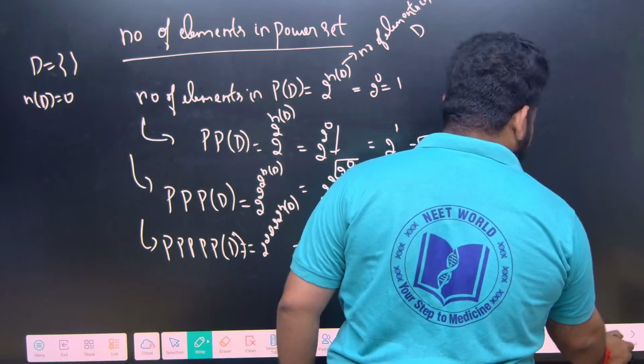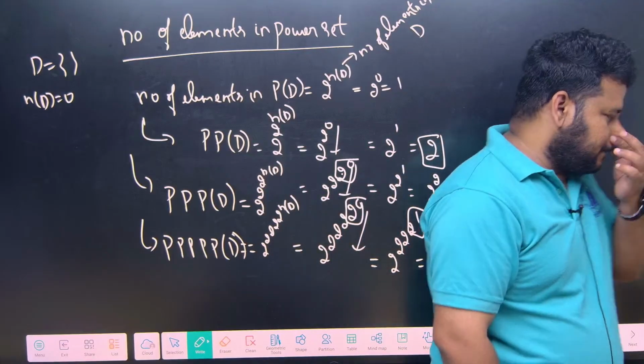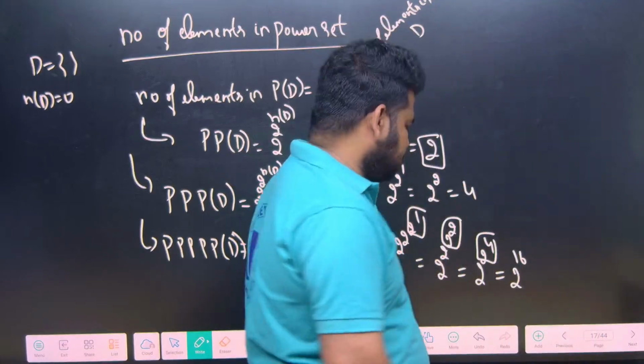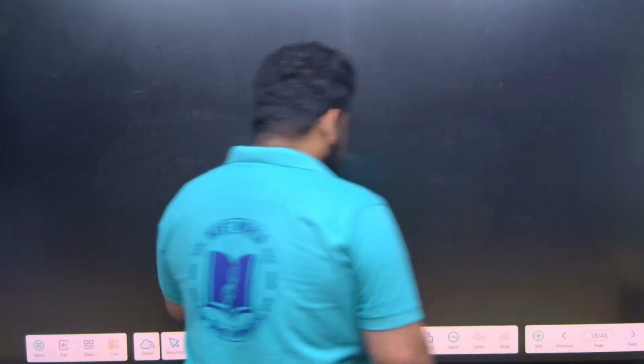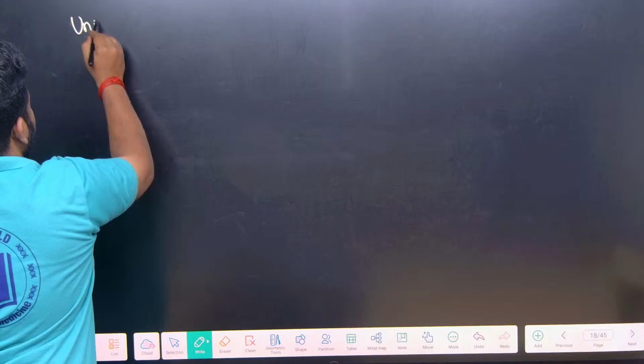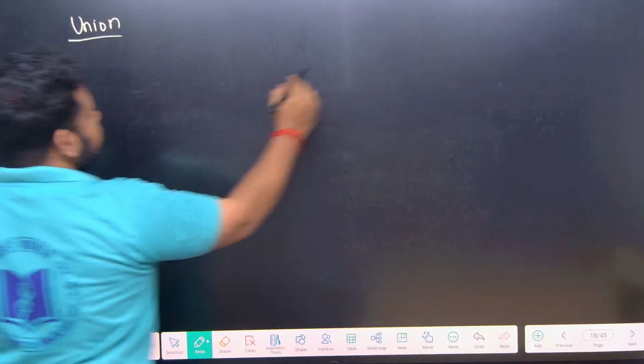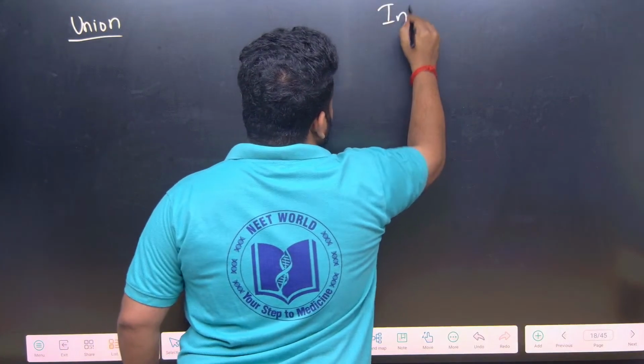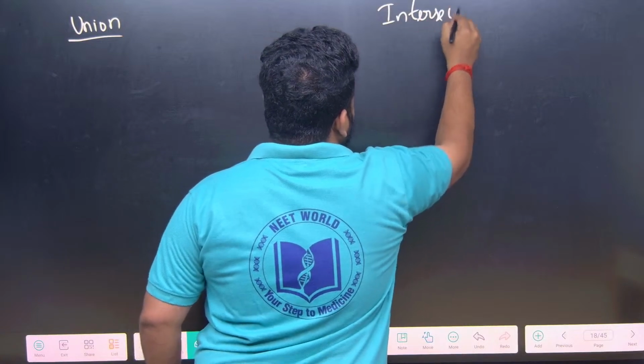So, the number of elements in a power set. These are the things which you have to know. Certain basics you have to know. So what is union? You must know. Union means what? Intersection means what?